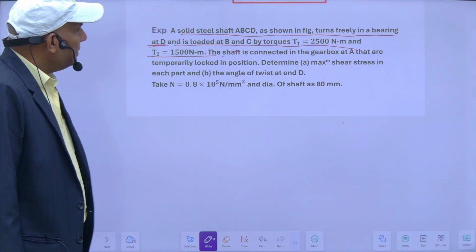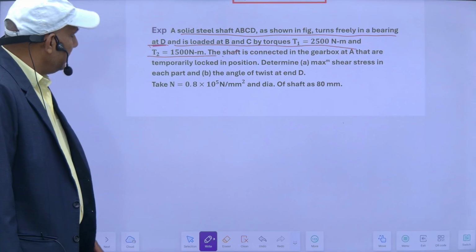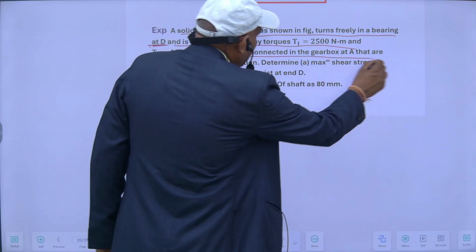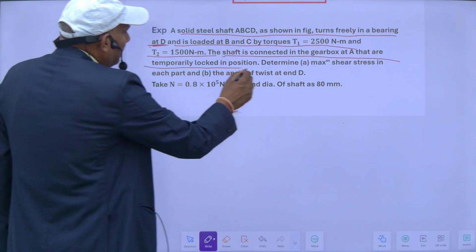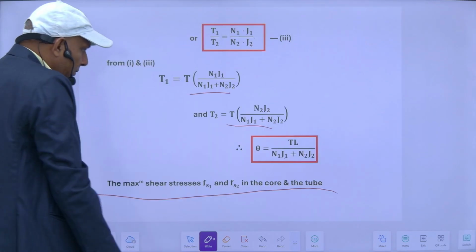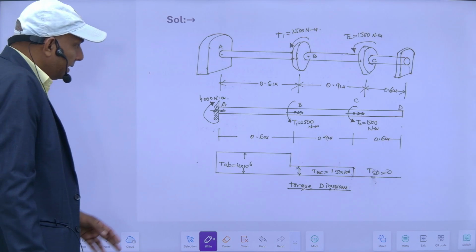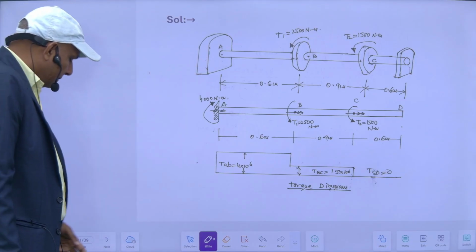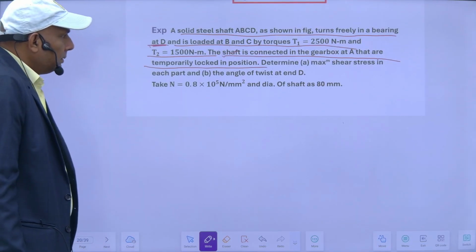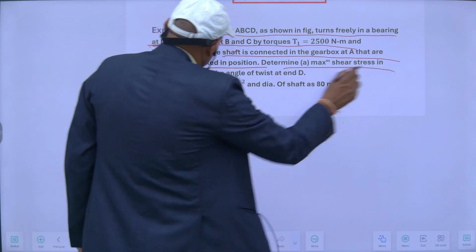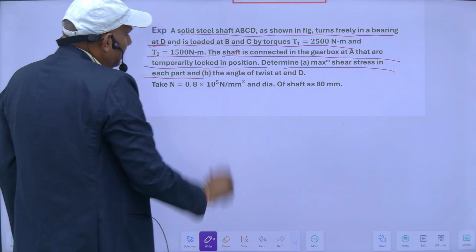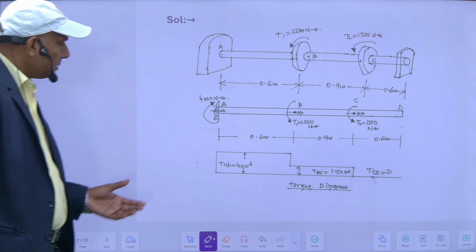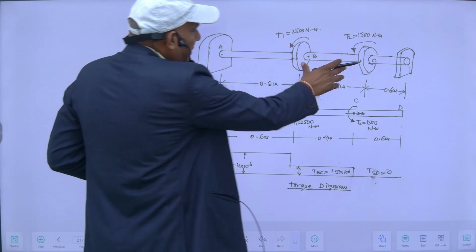The solid shaft ABCD as shown in the figure turns freely in a bearing at D and is loaded at B and C. The shaft is connected to the gearbox at A, which is temporarily locked in position. So this is my gearbox, which means it is fixed. Determine the maximum shear stress in each part: this part AB, this part BC and CD.